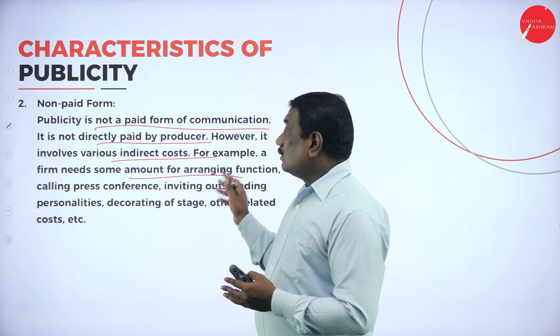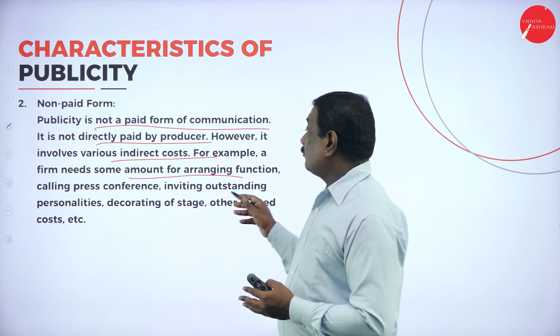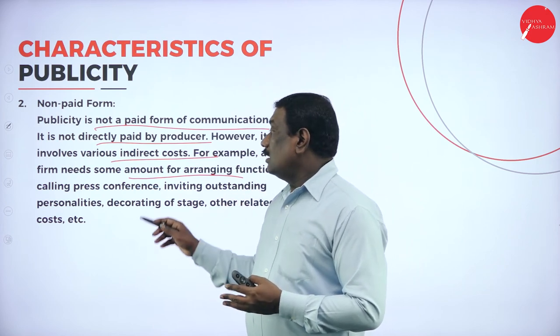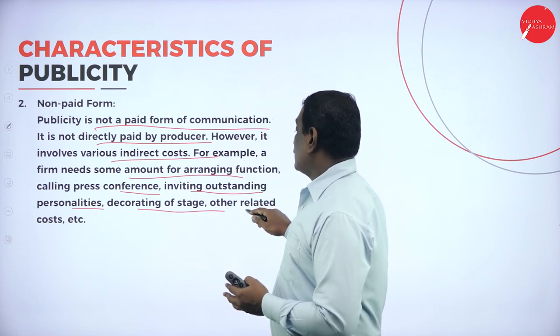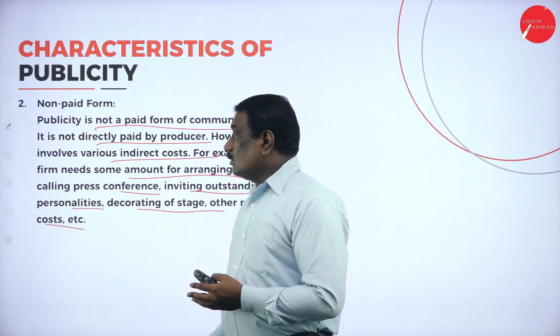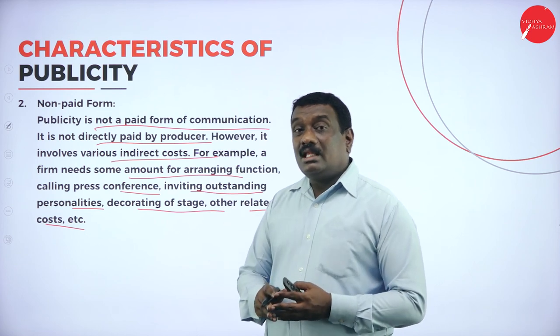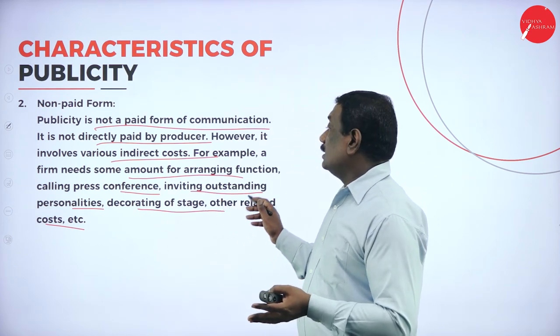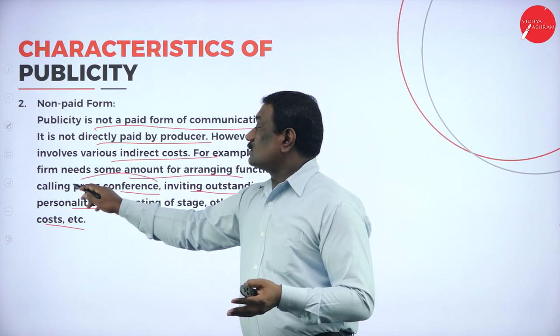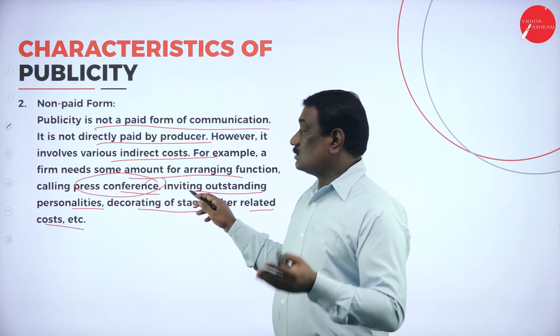So the firm needs some amount for arranging a function, calling a press conference, inviting outstanding personalities, decorating the stage and other related costs. So if you want to arrange some function, then there will be some indirect costs involved. Which are those indirect costs? Such as, I told you, calling the press conference, right? Again, there is some cost involved.